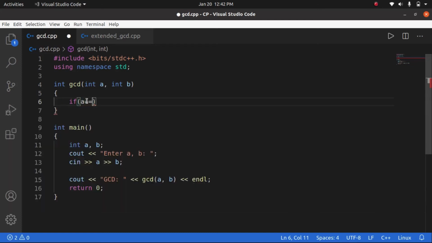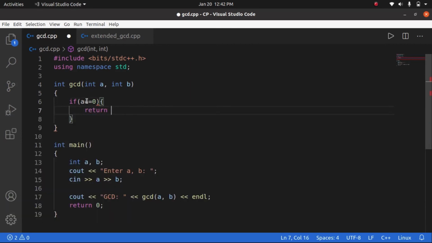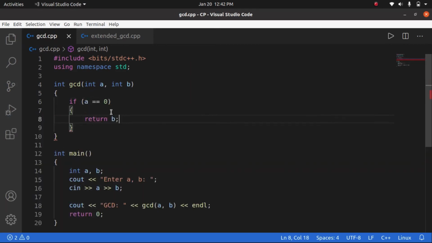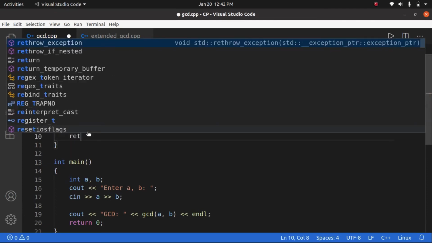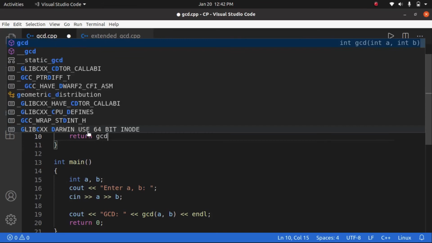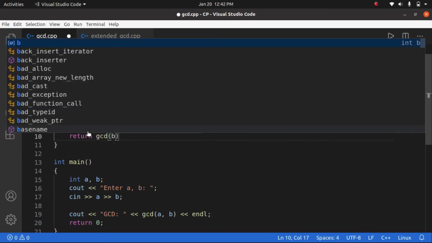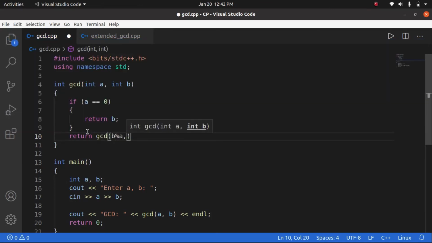Let me show you. If a is 0, we will return b. That is the base case of the recursion. Else we will return GCD of b mod a and a. Okay, so what we are doing is, we get a and b. If a is 0, we will return b, otherwise we will return GCD of b mod a and a.